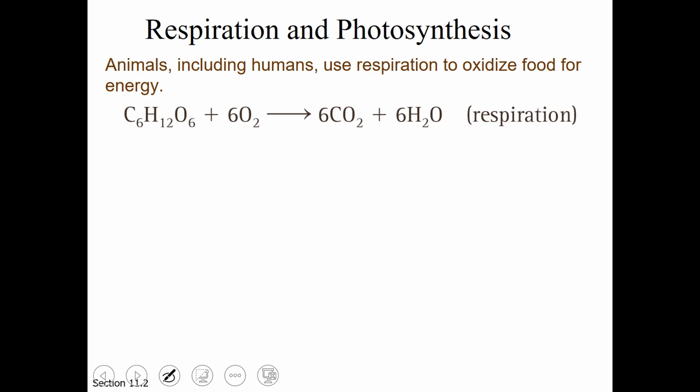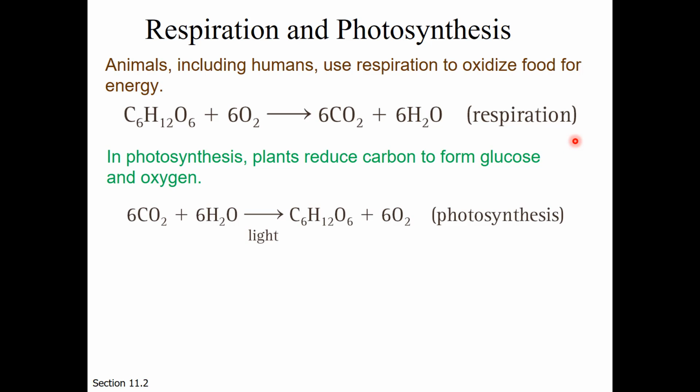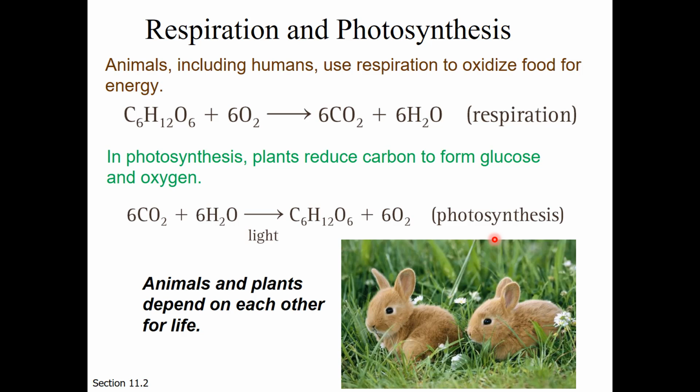Our environment is just one big redox reaction. Animals use respiration to oxidize food for energy. That's known as respiration. And our solar cells, otherwise known as plants, reduce carbon to form glucose in a process known as photosynthesis. So we're all just one big redox cycle and dependent on each other.